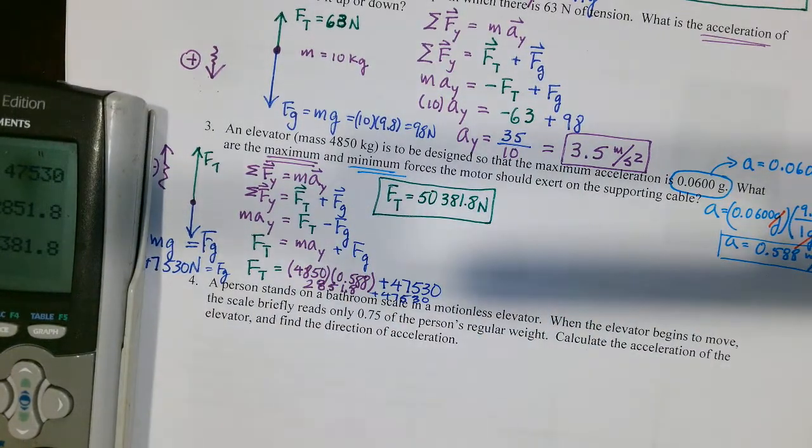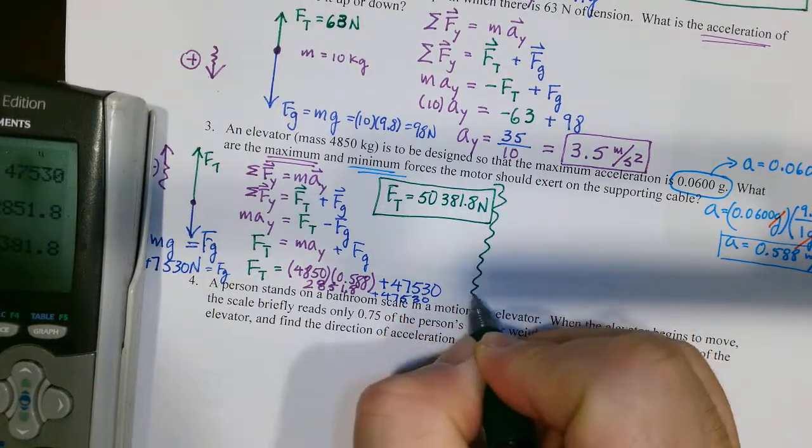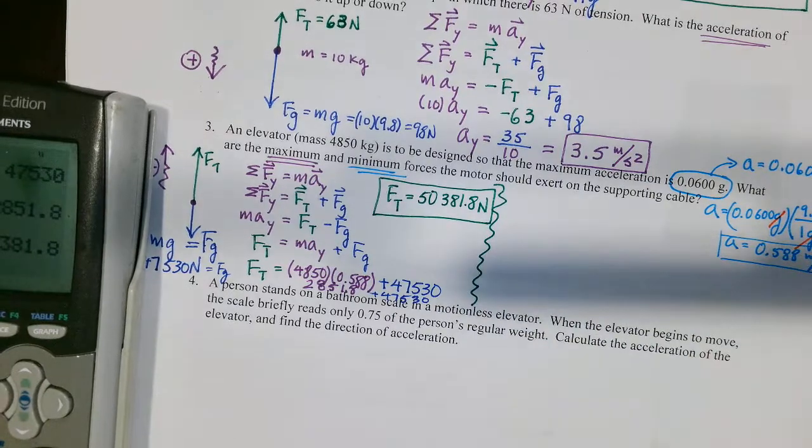So this is on the way up. That's the minimum amount of tension required in order for this cable not to snap. Okay?